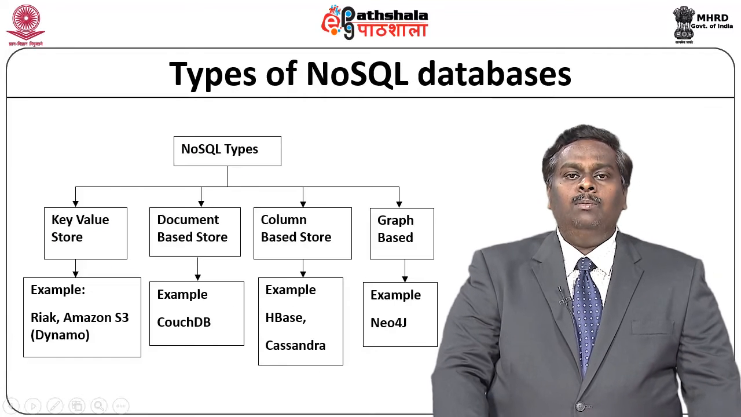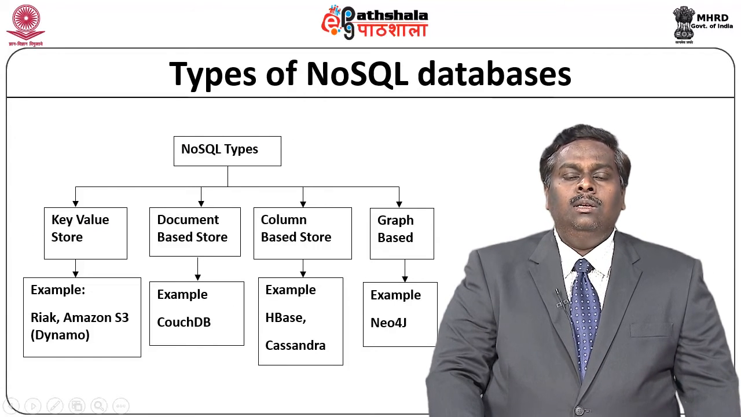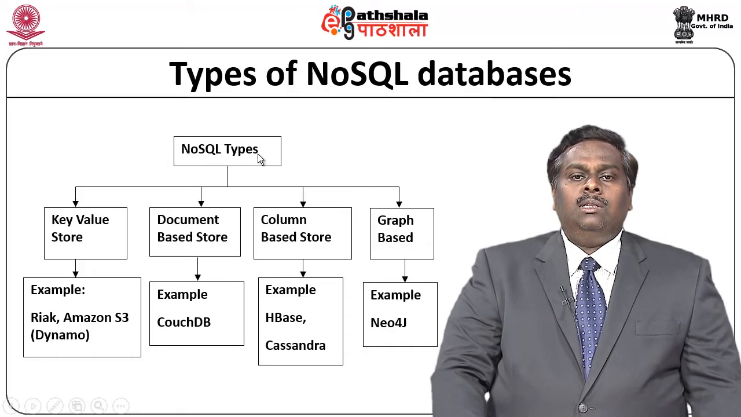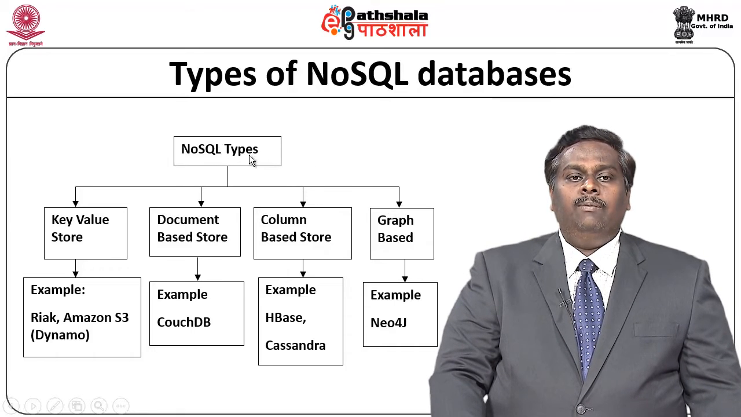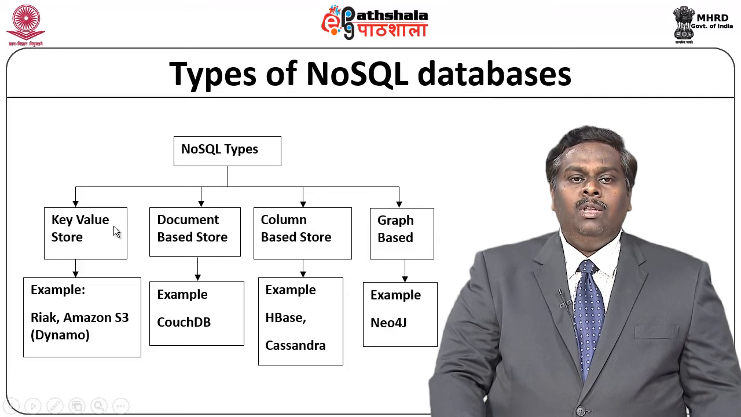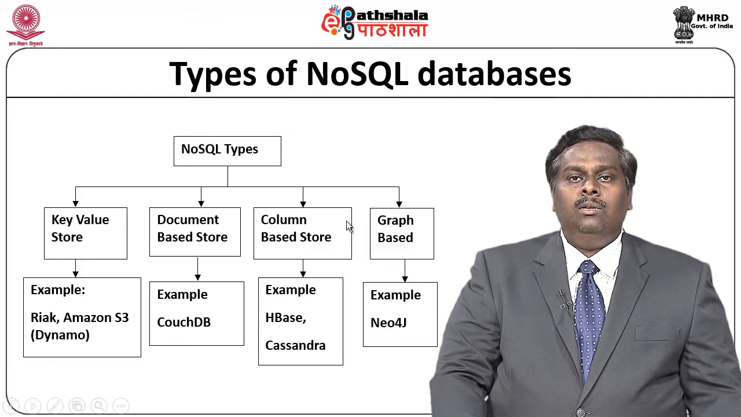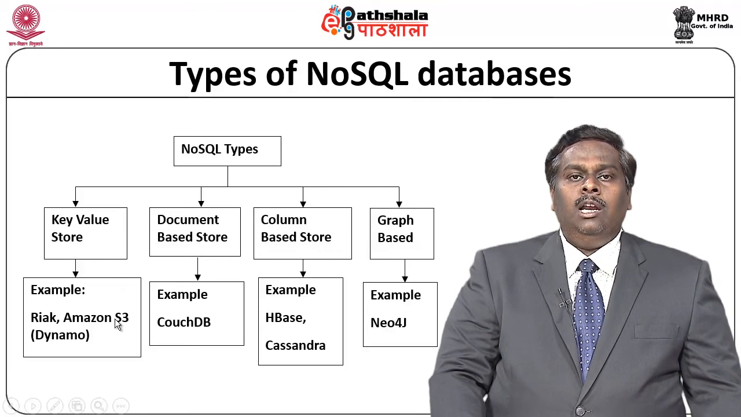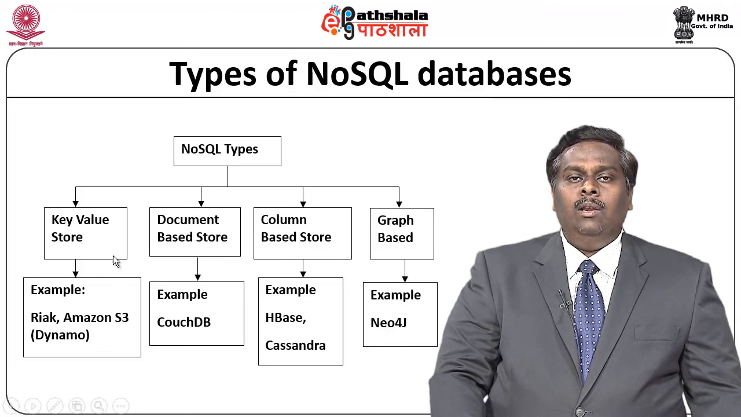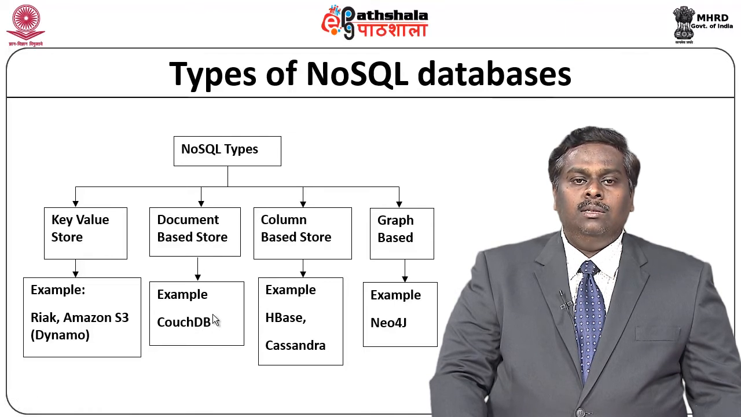There are different types of NoSQL databases. The NoSQL databases in general can be broadly classified into four types. The first type is key-value store, the second type is document based store, the third type is column based store and the fourth type is graph based store. Under key-value stores, databases like Amazon S3, Dynamo and Riak are all key-value stores. CouchDB is a type of document database.